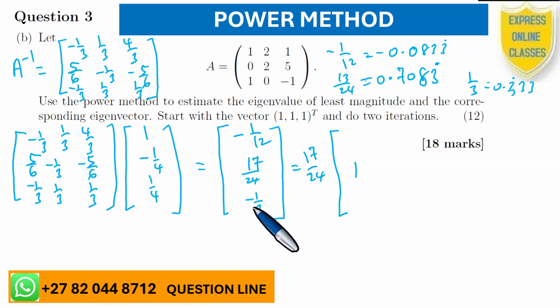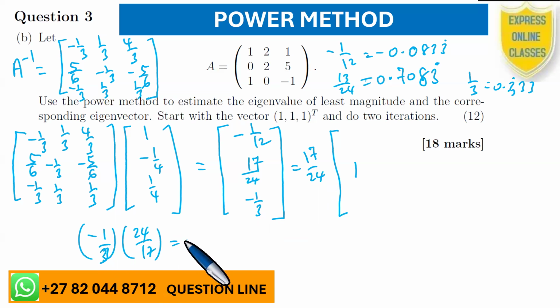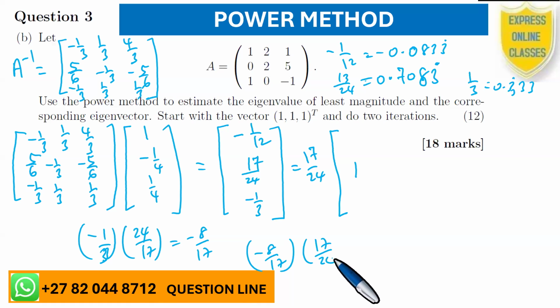So if you multiply this one, minus 1 out of 3, by 24 out of 17, 3 goes how many times in 24? Minus 8 out of 17. If you take minus 8 out of 17 and multiply it by 17 out of 24, it becomes minus 1 out of 3 because 17 cancels, and 8 goes how many times in 24, minus 1 out of 3. So this one is minus 8 out of 17. Because 17 out of 24 times minus 8 out of 17 gives you minus 1 out of 3. So, okay, we're playing with the numbers.